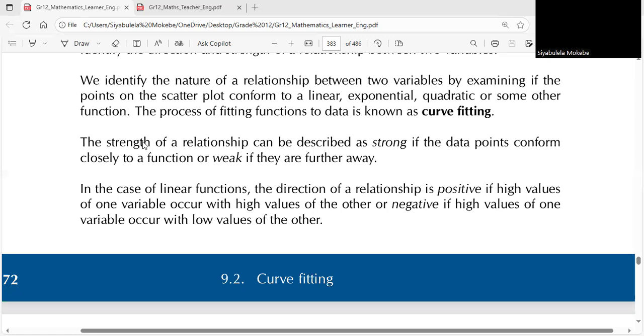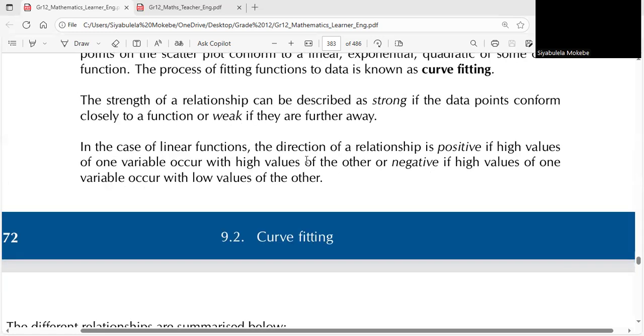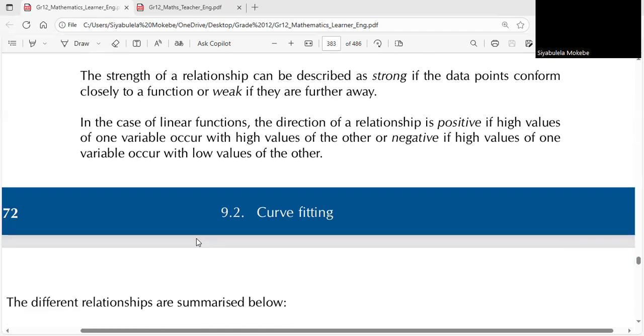The strength of a relationship can be described as strong if the data points conform closely to a function, or weak if they are further away. In the case of linear functions, the direction of a relationship is positive if high values of one variable occur with high values of the other, or negative if high values of one variable occur with low values of the other.